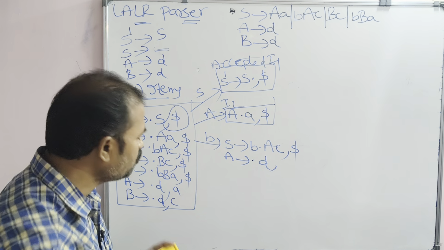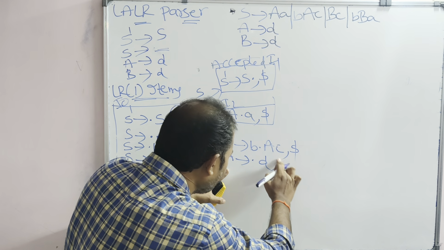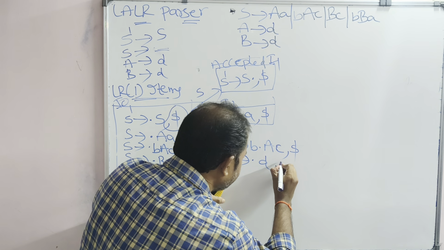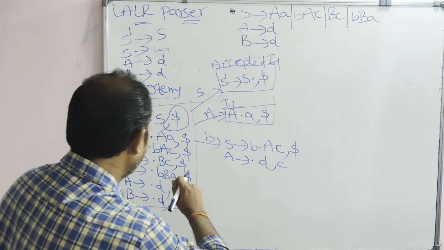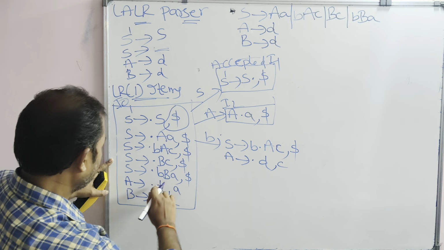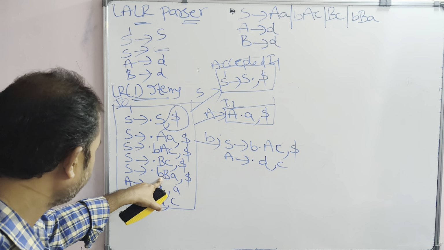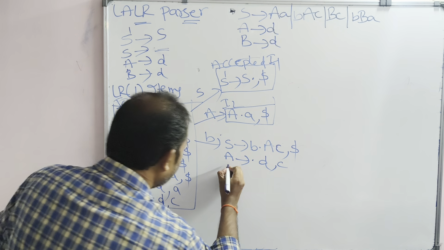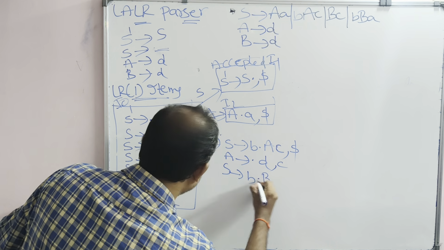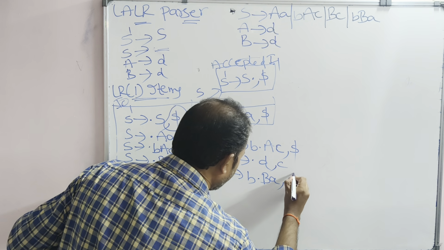Next, to calculate the look ahead part, from this production we got A, so we need to find first of this part. First of C dollar is nothing but C. Next, if we observe, after the dot here also we have B. So S produces B dot BA. No need to change the dollar.